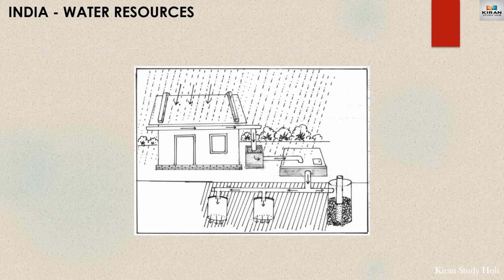This slide shows you a diagram of rainwater harvesting, where the rainwater is collected on the ceiling, and that water is routed to the sump, and that water is used for domestic purposes and also to recharge groundwater.